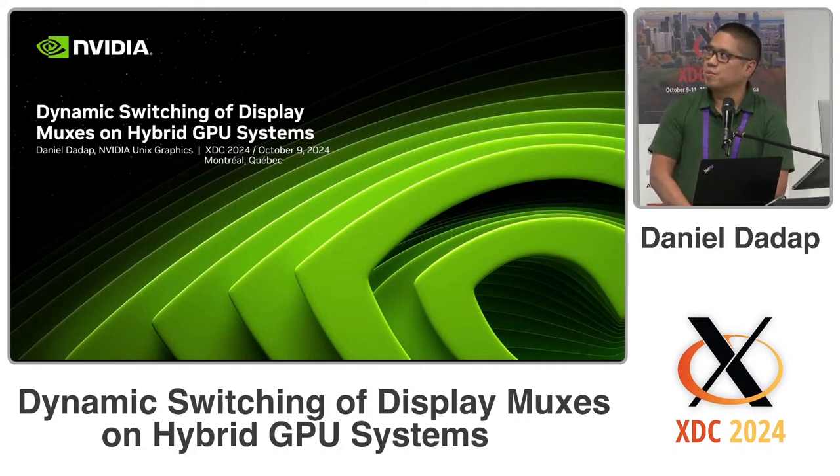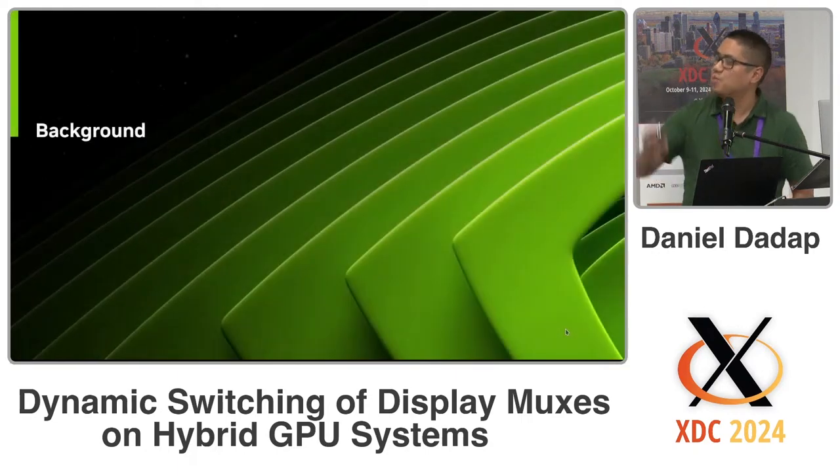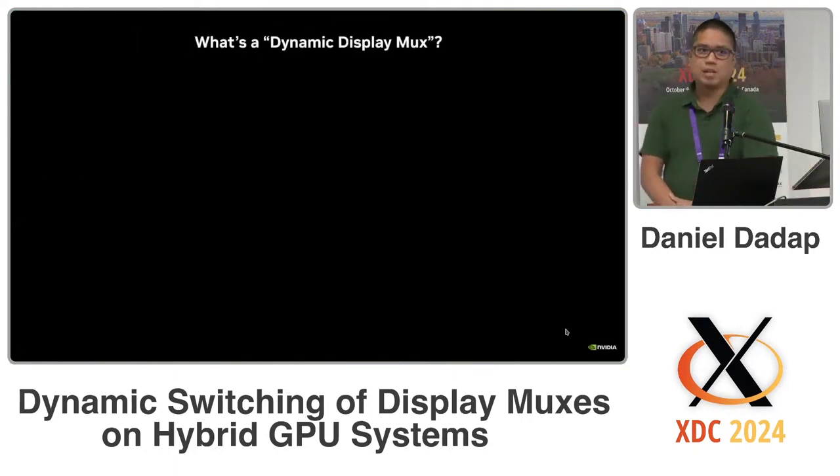We can start with a little bit of background. If my slide will advance. I think I need to move my pointer on the screen. There we go. What is a dynamic display mux?